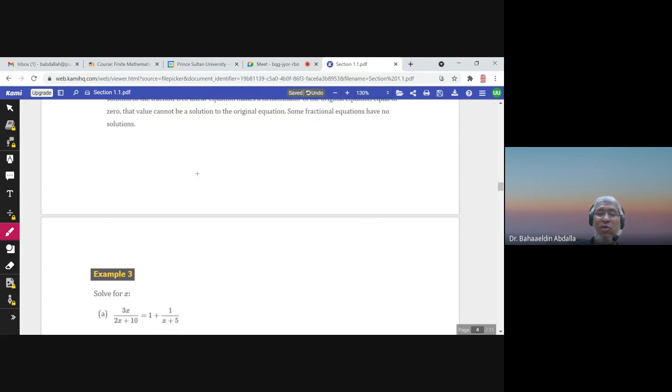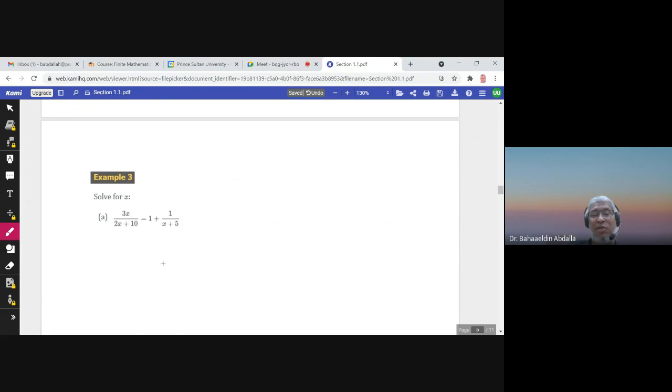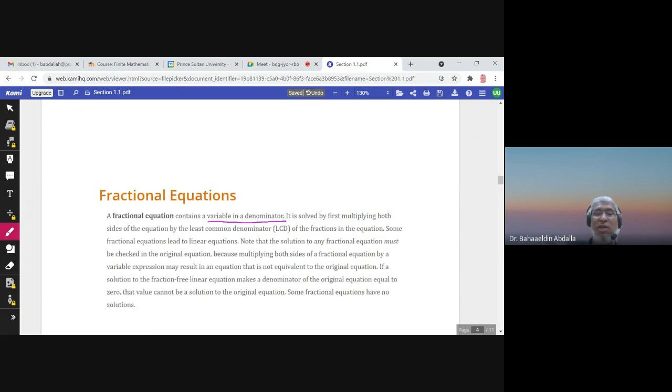Fractional equations are when we have a variable in the denominator. Like this, you have x in the denominator. If you have a number in the denominator, it's not a fractional equation. If you have a variable, it's fractional. What to do to solve it? First, we need to multiply by the LCD, the denominator. But we have to notice here that we are multiplying both sides by a variable, and this variable could be 0. So there is a problem here. So what to do? We have to check our solution at the end.